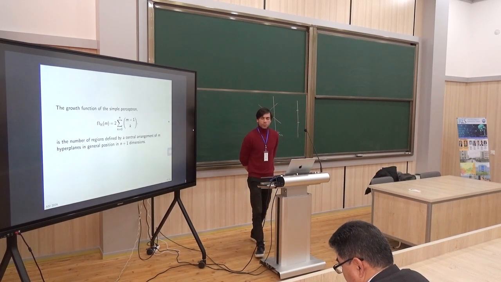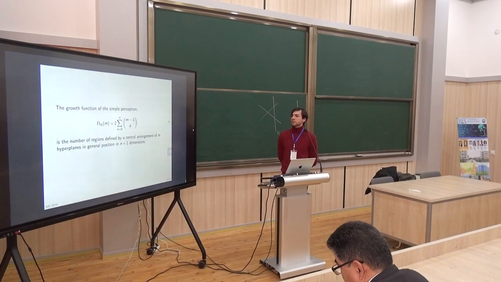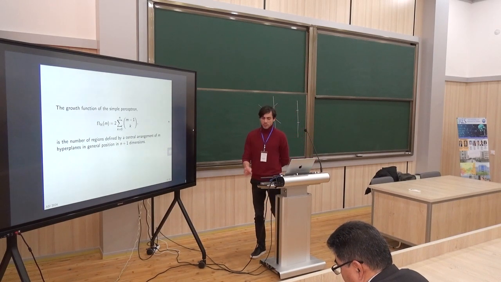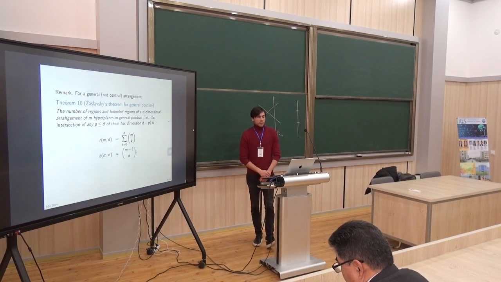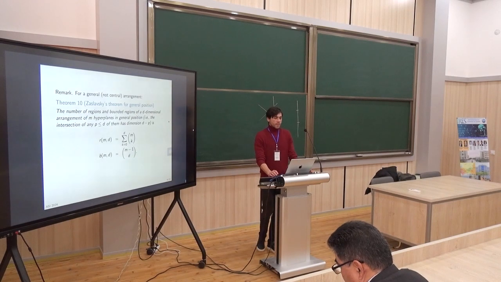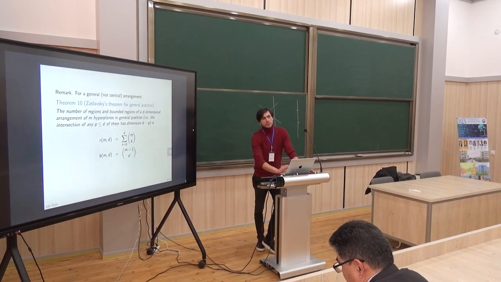Then we have here that the growth function of the simple perceptron is given in this way. It is the number of regions defined by a central arrangement of m hyperplanes in general position in n plus 1 dimensions. It's kind of nice. It's maybe a useful remark to make at this point that for general, not central, arrangements there is a similar statement that can be made. This goes back to the question that was asked here.